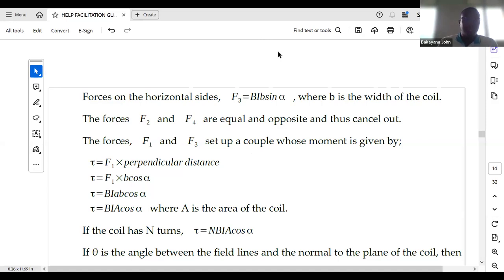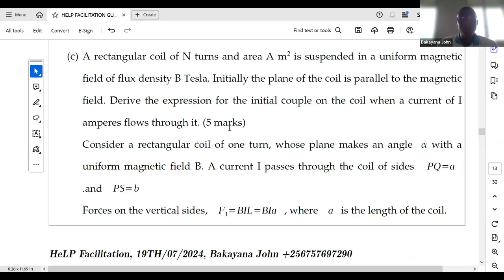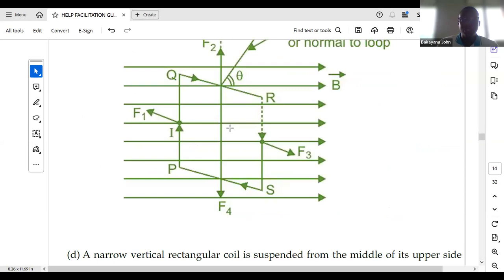So we are deriving our formula for the torque exerted on a rectangular coil carrying current. We know that famous formula, torque is equal to NAB. I don't know how others get it, but we consider a rectangular coil whose plane makes an angle. I think I can explain from the diagram which is here. We have a rectangular coil, which is PQRS carrying current.